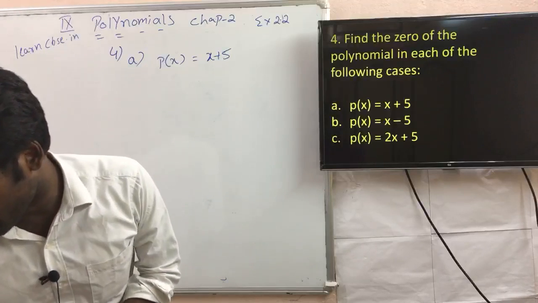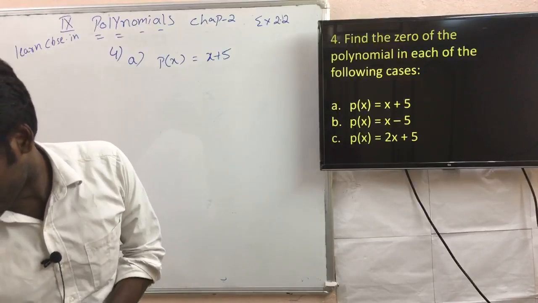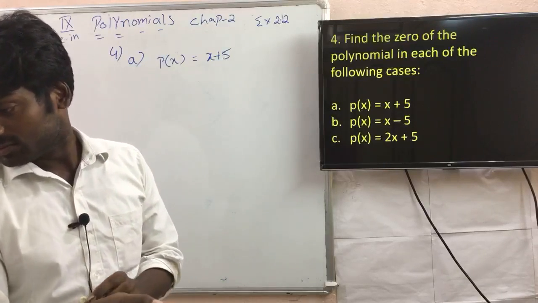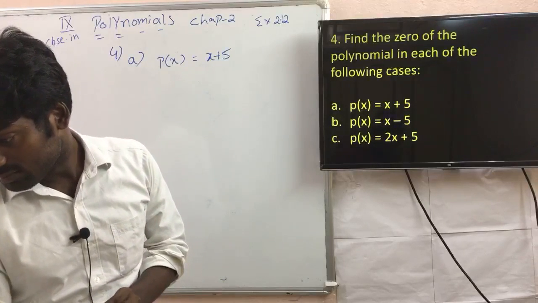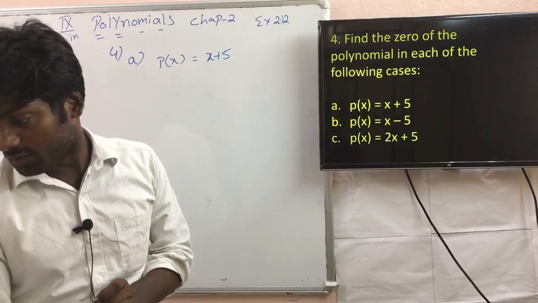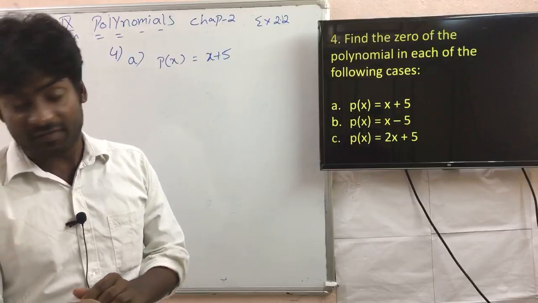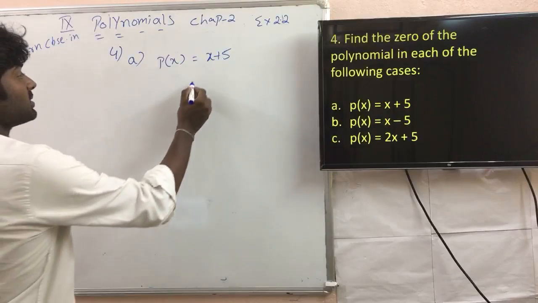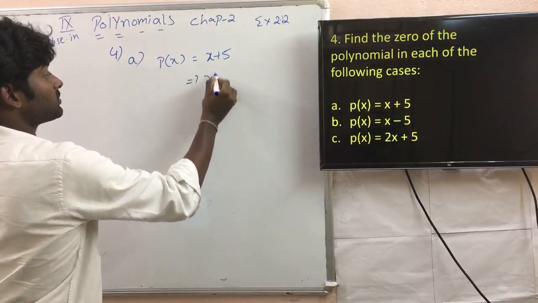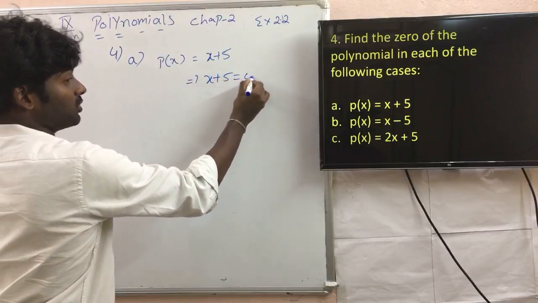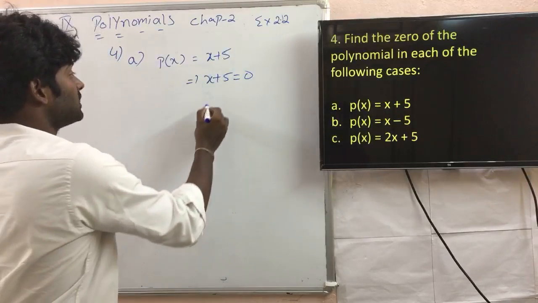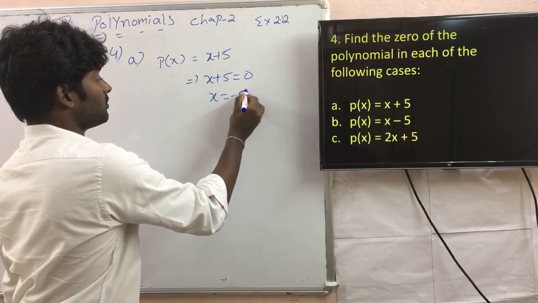Someone has given the answer directly. Shivam, it is correct. Minus 5. The first one is minus 5. See, equate it to 0. x plus 5 equals 0. Then you will get x equals minus 5.